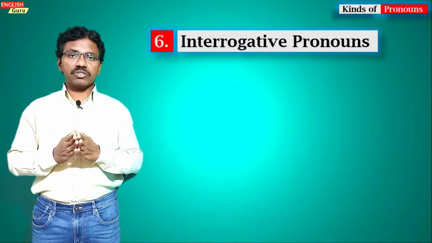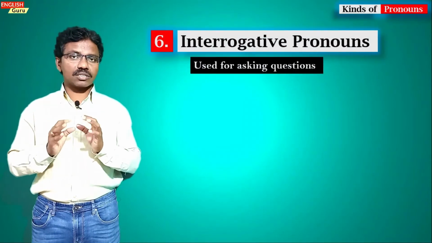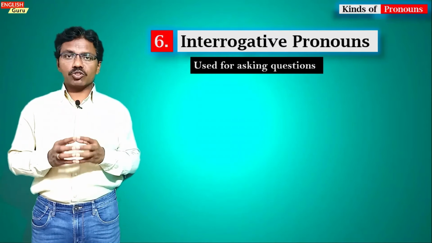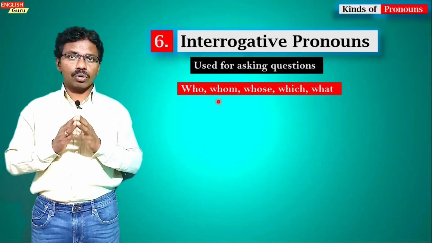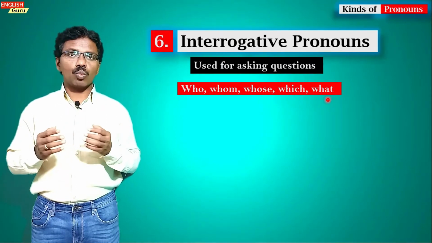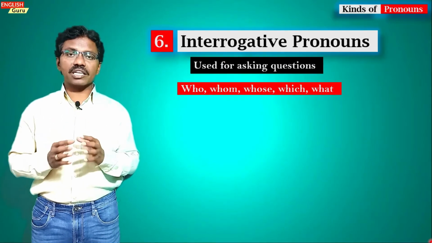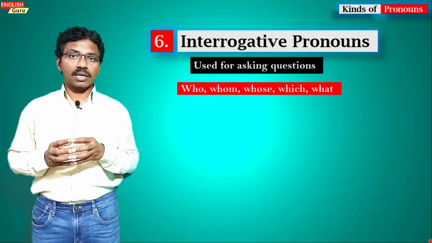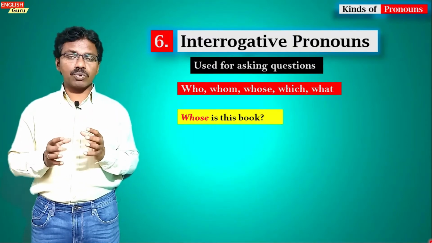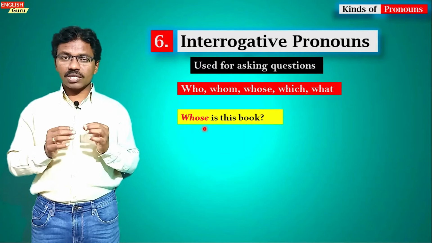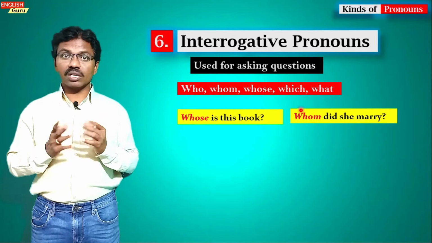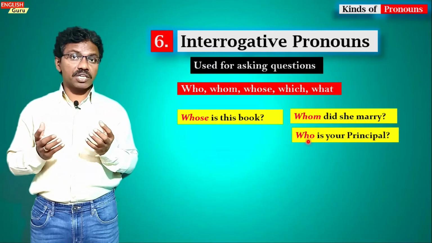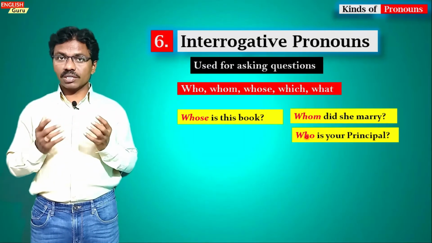The sixth one is interrogative pronouns. Interrogative pronouns are used to ask questions, and there are some interrogative words we use to ask questions. They are who, whom, whose, which, what. These are all the basic interrogative pronouns that we can say. If we say, whose is this book, the word whose is an interrogative pronoun. Whom did she marry? The word whom, interrogative pronoun. Who is your principal? The word who, interrogative pronoun.